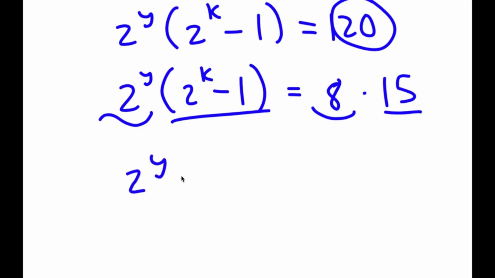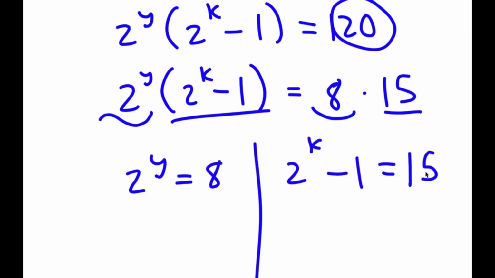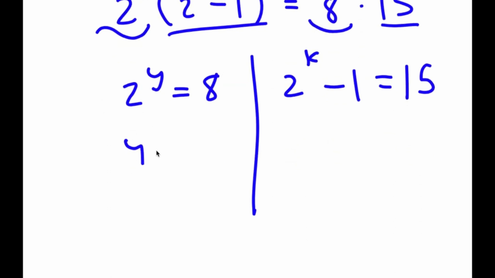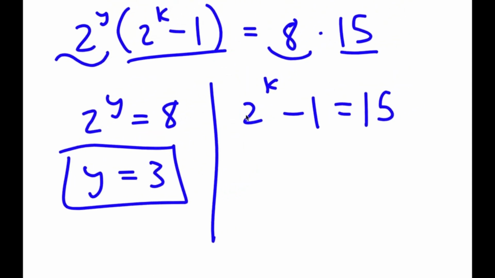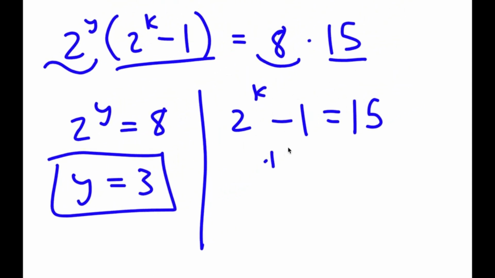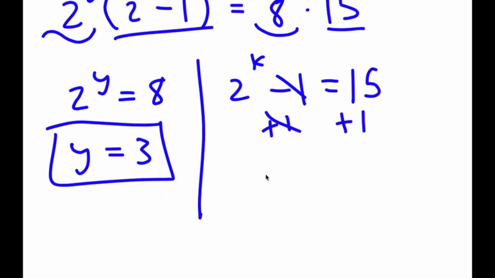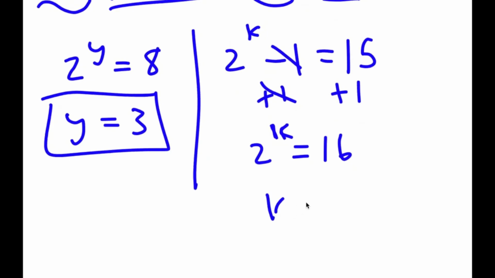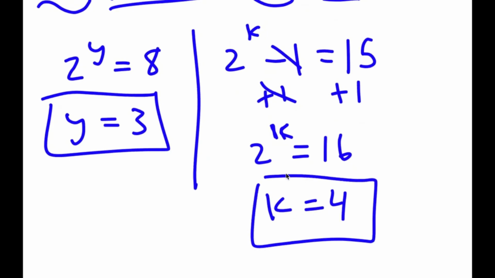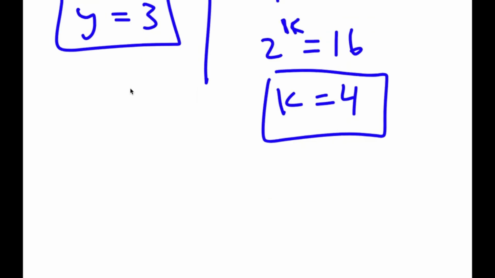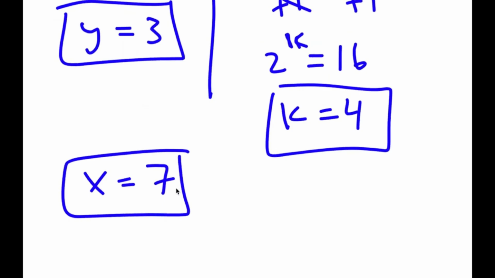So now I have 2 to the power of y is equal to 8, and 2 to the power of k minus 1 is equal to 15. So for 2 to the power of y equals 8, y is going to equal 3, because 2 to the power of 3 is 8. So that's our solution for y. And for 2 to the power of k minus 1, add 1 on both sides. I get 2 to the power of k is equal to 16, meaning k is 4. So now that we have our values for y and k, remember x is equal to k plus y, meaning x equals 4 plus 3, which is 7. So these are my solutions.